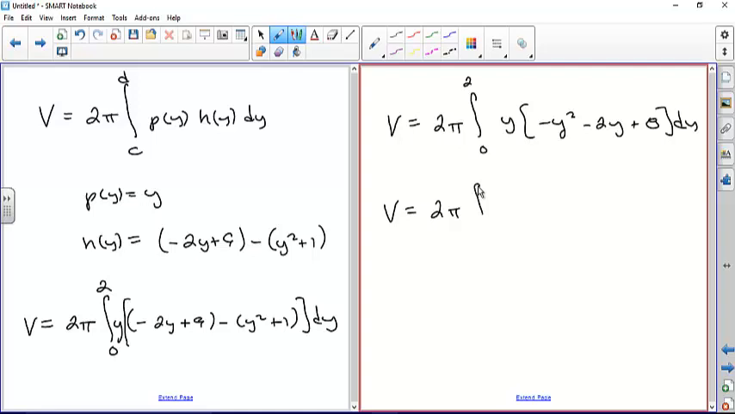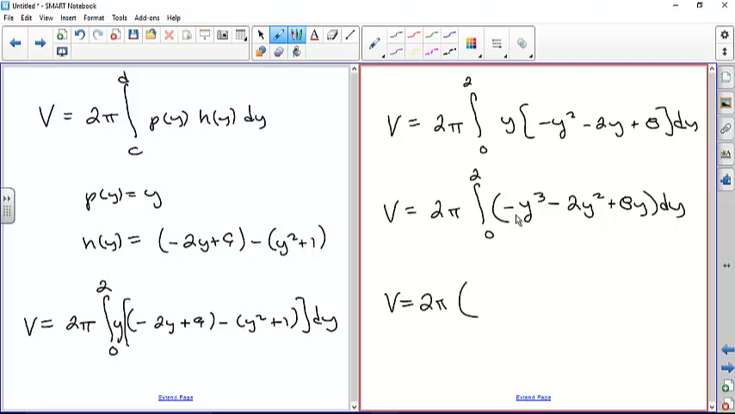And finally, you multiply the p of y times everything. So you get negative y cubed minus 2y squared plus 8y, that whole thing in parentheses times dy. So I'm just making sure I did that right before I integrate. Okay, so that looks right. Okay, so now integrate.